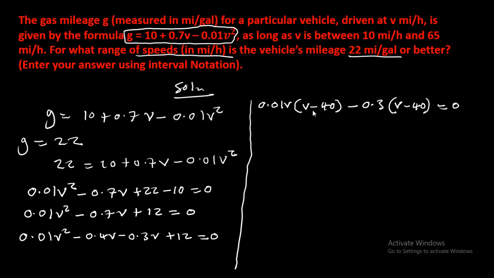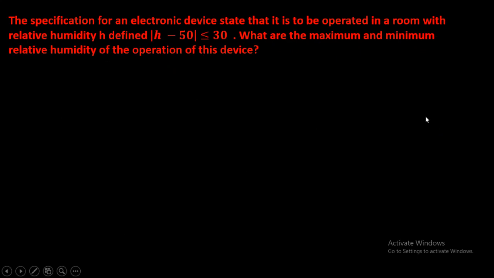So this will be equal to 0. We have factorized by grouping this part and also that part, and this part has come from the fact that we have expanded 0.7v. The next thing you can do is to group these, since this one and that one are the same. So you can simply say 0.01v minus 0.3, and then this side it's going to be v minus 40, is simply equal to 0.